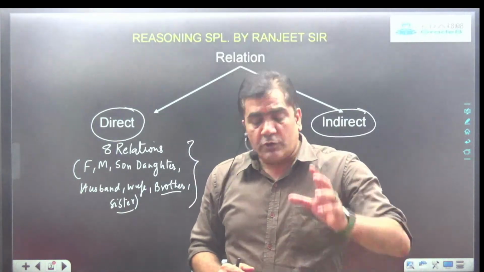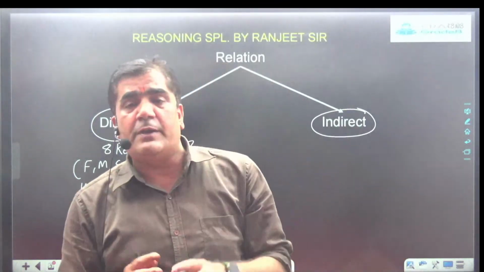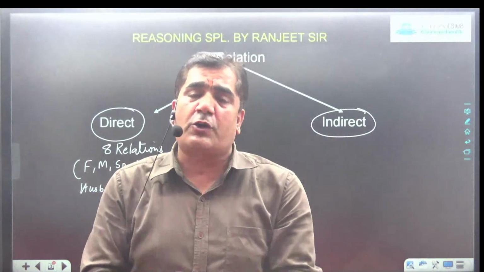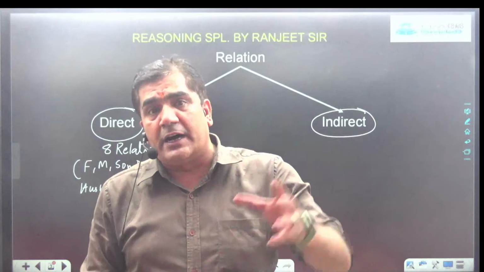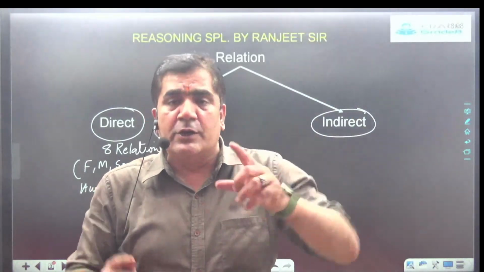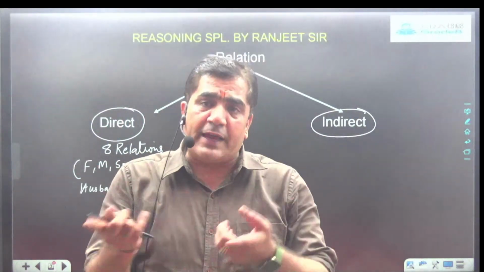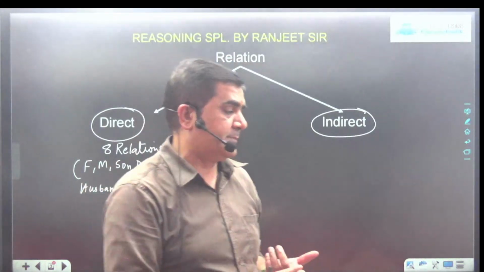Clear? So whenever a third person comes in between any two people, that relation is called an indirect relation. Indirect always means a third person has come in between the two persons to create this relation. So whenever any third person comes in, that will be indirect.